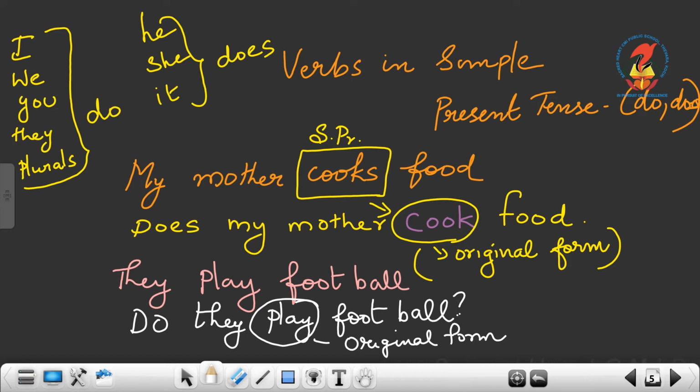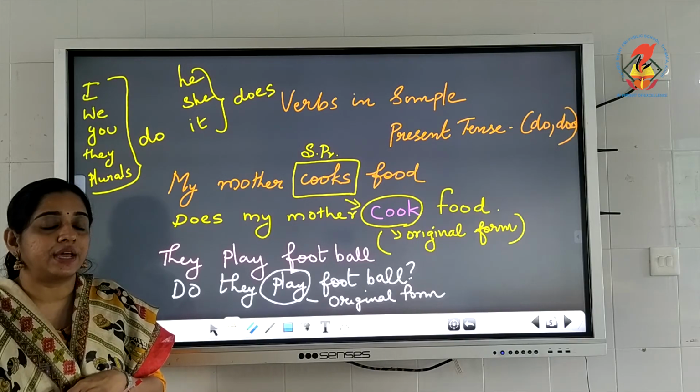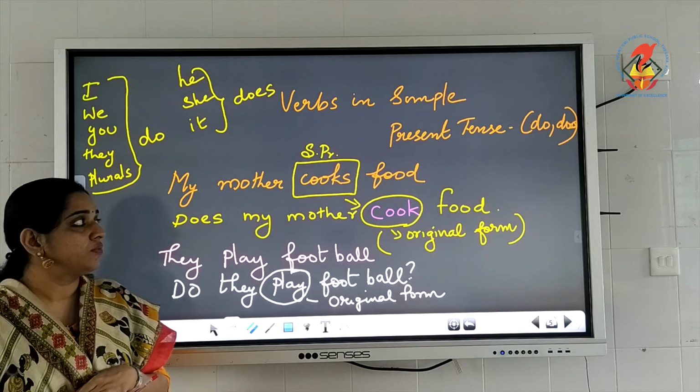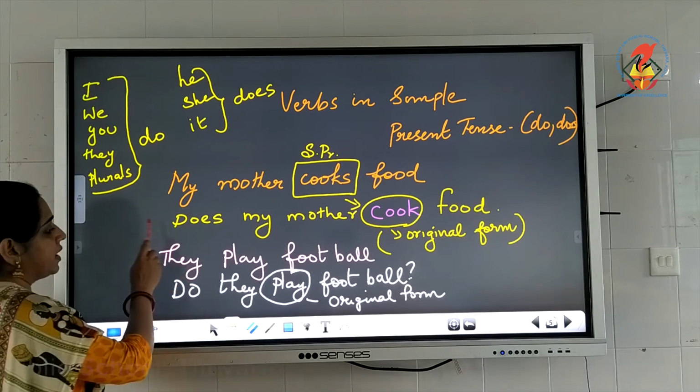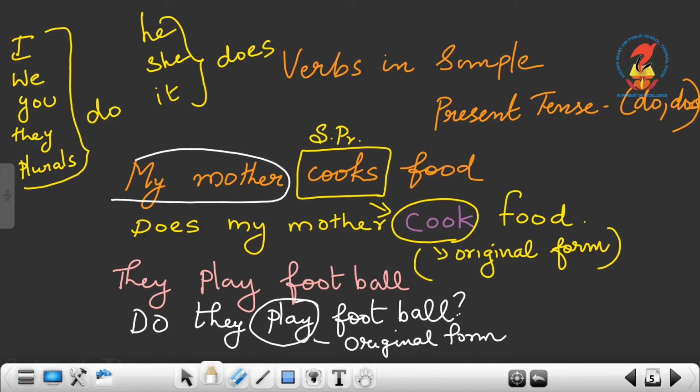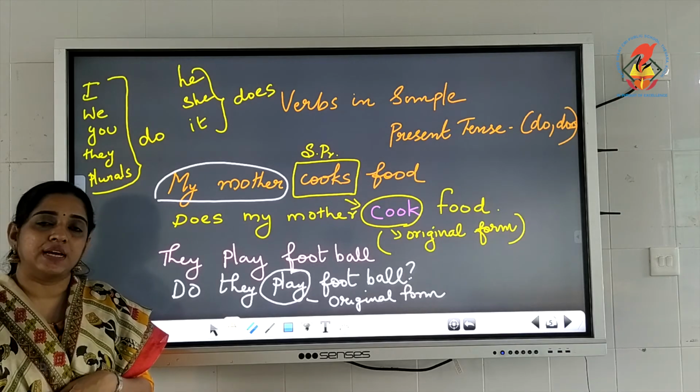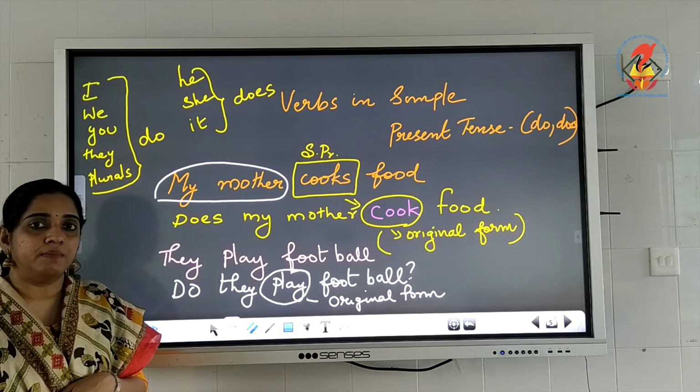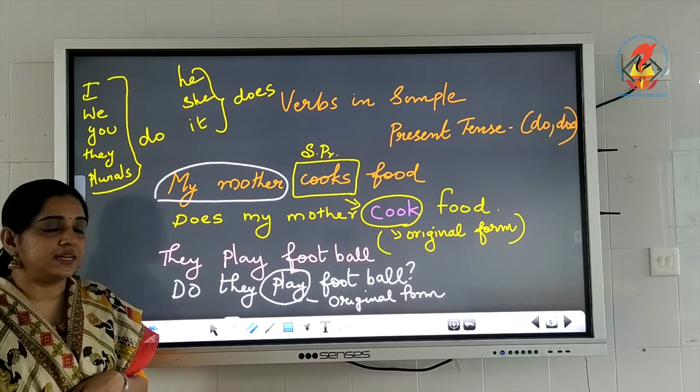My mother cooks food. What is the tense? Cooks, simple present. So, whenever you see a simple present, you can use the question word do or does according to the subject. What is the subject here? My mother. My mother is the subject. What kind of subject is that? Is it singular or is it plural? My mother, singular.